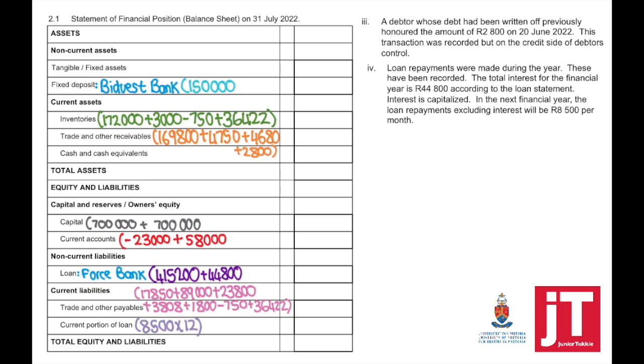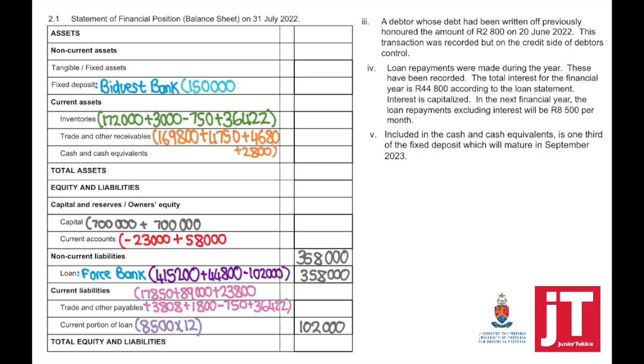Now, whatever is paid in the next financial year must be taken out of our long-term, out of our non-current, and taken to your current portion of loan. They said 8,500 per month. This means we will need to times that by 12 to know what is the total amount that will be paid in the next 12 months. This amount must now be subtracted from your non-current liabilities. So the total loan amount is 358,000. Make sure that those two figures are the same.